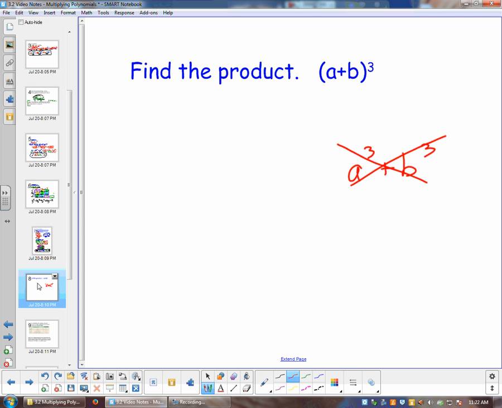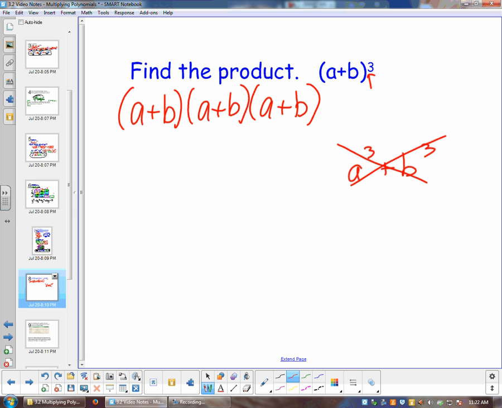That really means you have 3 copies. Remember what an exponent means: 3 copies of the same thing. So before you can do this, you need to rewrite a plus b times a plus b times a plus b. You need to write that 3 times here. Now I can go ahead and find the product.